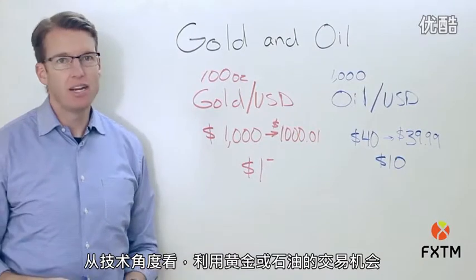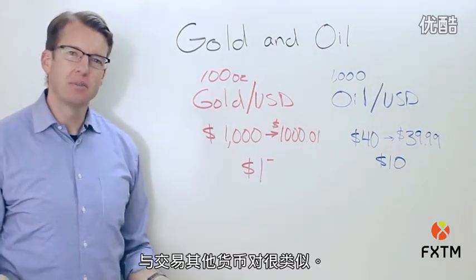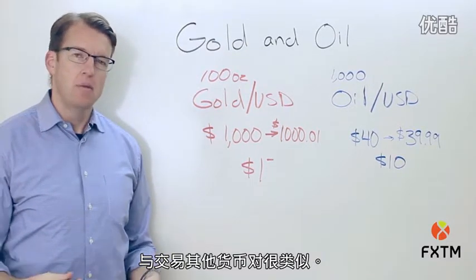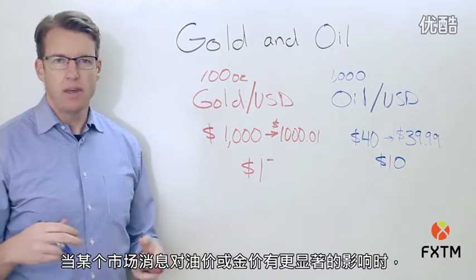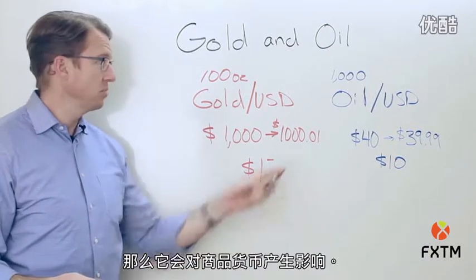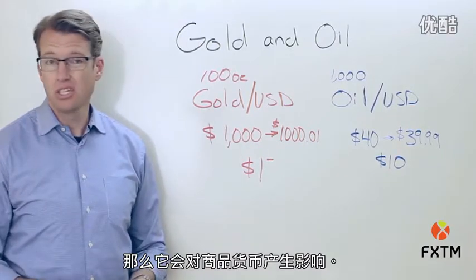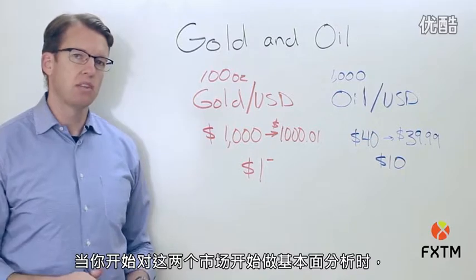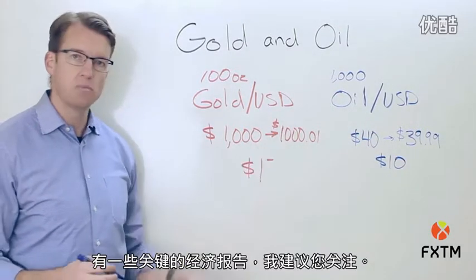Now, taking advantage of trading opportunities in either gold or oil prices is very similar to trading another currency pair from a technical perspective. But from a fundamental perspective, there are a couple of differences, mostly in the way that a particular economic announcement may have a more pronounced effect on the price of oil or the price of gold than it would even on potentially a commodity currency. So there are a couple of key economic reports that I would suggest watching as you start to do some fundamental analysis on either of these two markets.